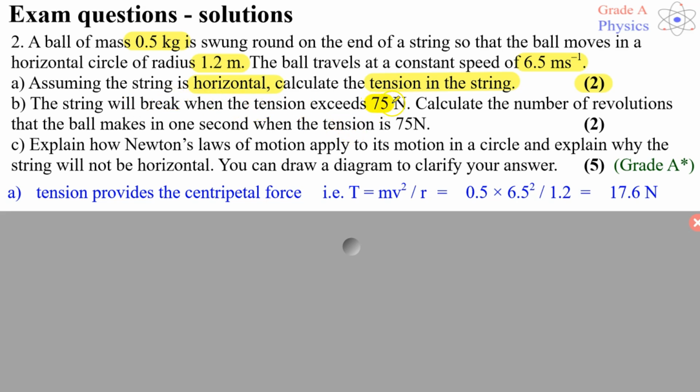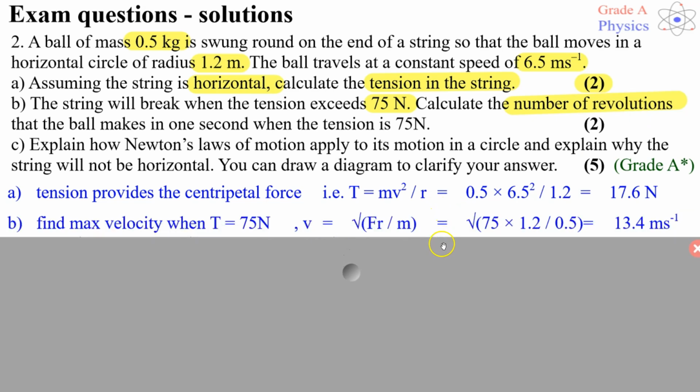So we're told the breaking tension. It says find the number of revolutions per second at that value of force. Now this might have confused some students, so they may have struggled with that. But what we can find is, because we've calculated the tension here at that velocity, so let's assume that we know the tension, the breaking tension, we're given that, but we don't know the velocity, then we can rearrange this to make v the subject.